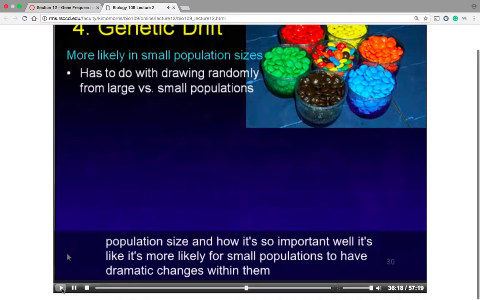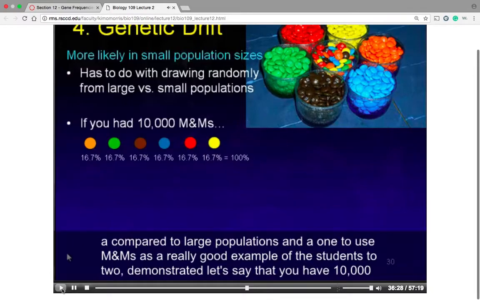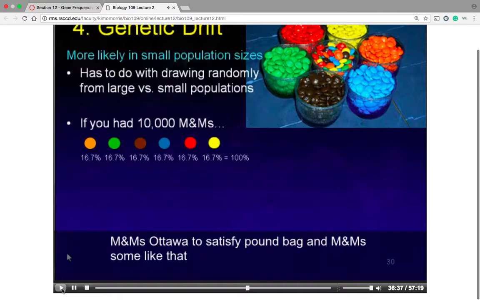Well, it's more likely for small populations to have dramatic changes within them compared to large populations. And I want to use M&Ms as a really good example of this to demonstrate it. Let's say that you have 10,000 M&Ms. I don't know, what is that, a 5-pound bag of M&Ms?